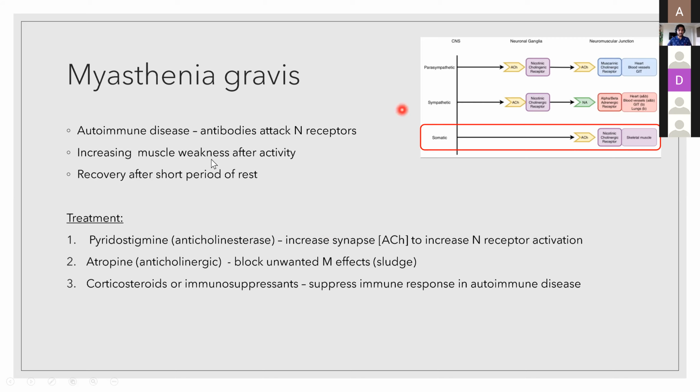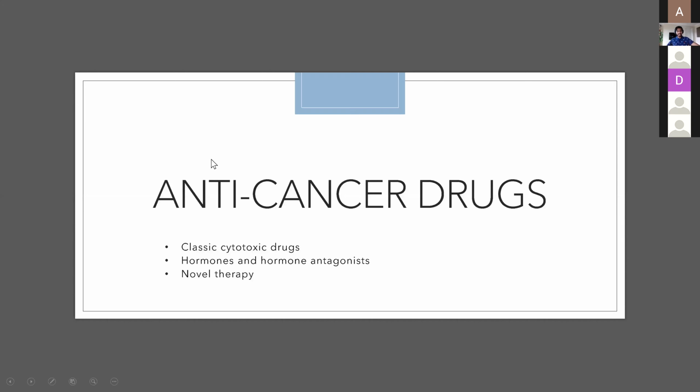those SLUDGE symptoms. And we also have corticosteroids or immunosuppressants, so we can suppress the immune response in autoimmune disease. And that is NMJ. We're up to our last bit. I believe I only have 10 minutes, but we have time to get through this.